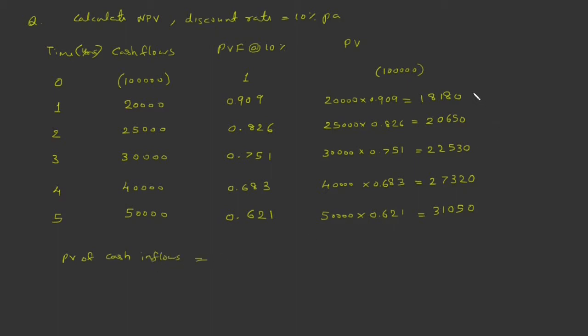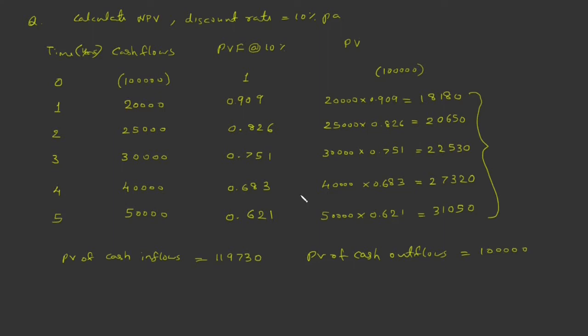So what is the total present value of cash inflows? It is the sum of these: 18,180 plus 20,650 plus 22,530 plus 27,320 plus 31,050, and that is equal to 119,730. What is the present value of cash outflow? It is equal to 1 lakh.